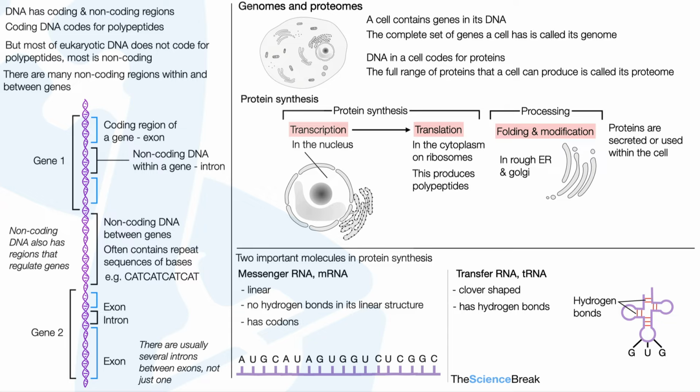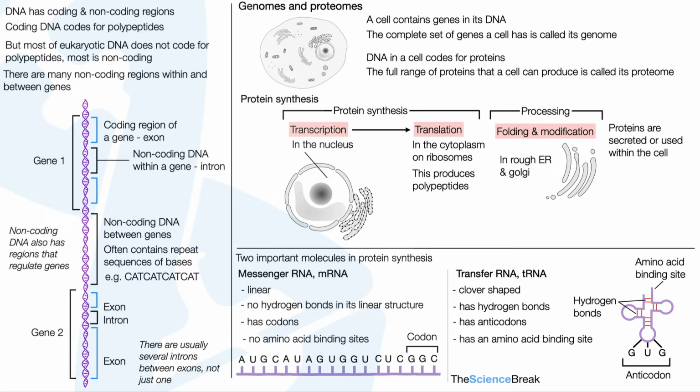Messenger RNA has codons. Here's a codon in the messenger RNA. And transfer RNA has anticodons. The anticodon is shown there. There are no amino acid binding sites in messenger RNA, whereas transfer RNA has an amino acid binding site on each tRNA molecule, as shown there at the back end of the tRNA molecule. So that's an overview of the process and some key definitions and some key molecules.